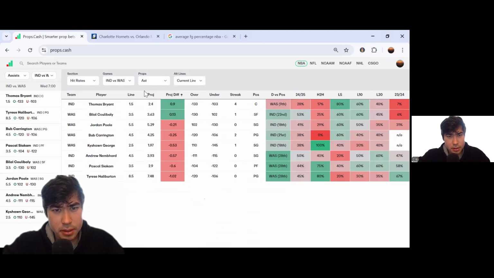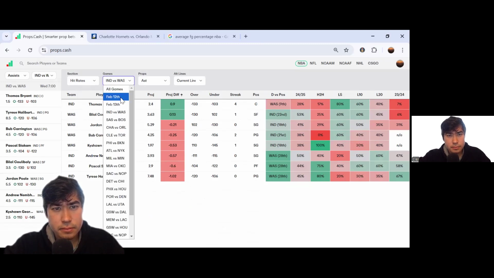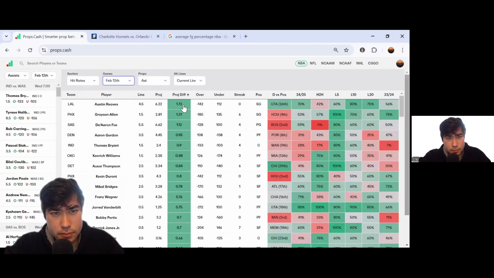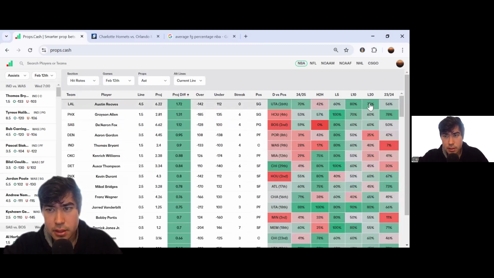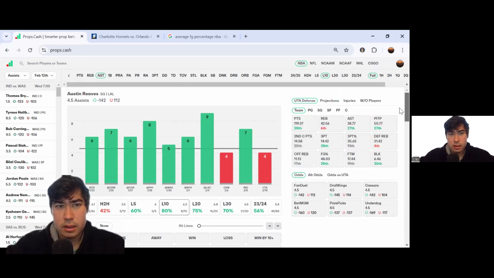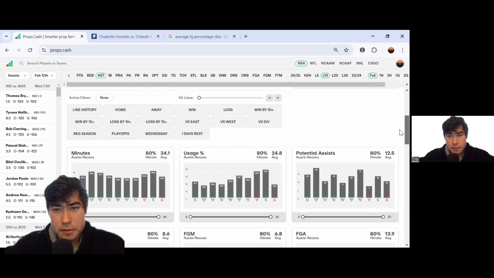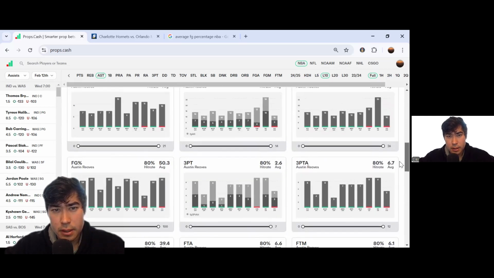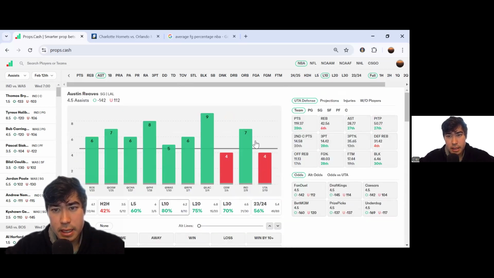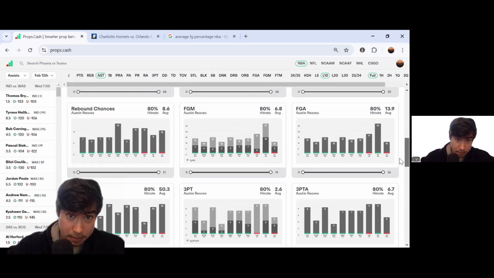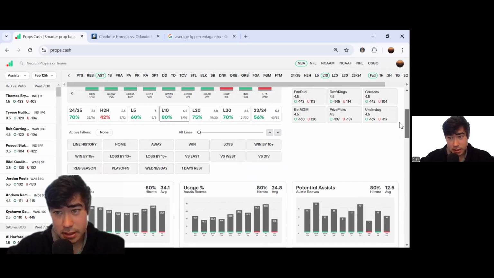So let's find a good person for assists. Let's see what we got. Say we got Austin Reaves here, Austin Reaves over 4.5 assists. Okay, Luka just started playing this game, so this is like a new factor. Austin Reaves is going to be getting a little less assists with Luka, but you still should hit this line.